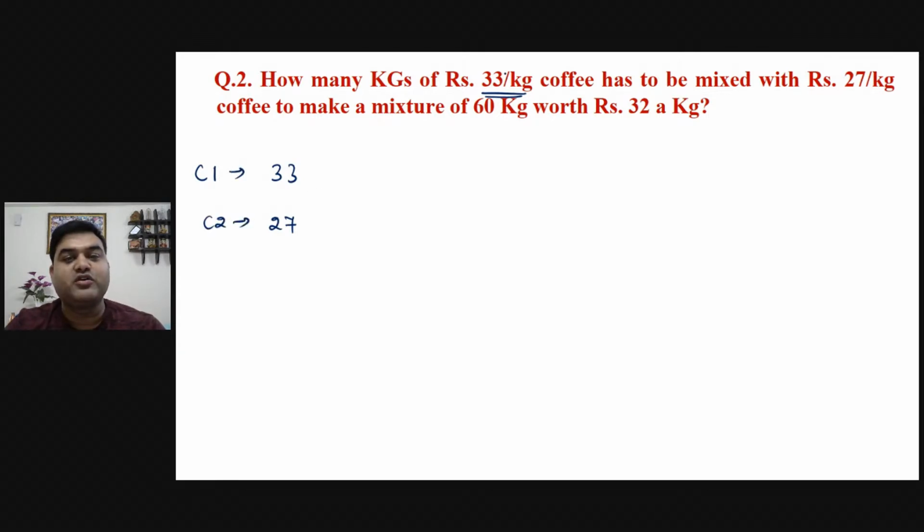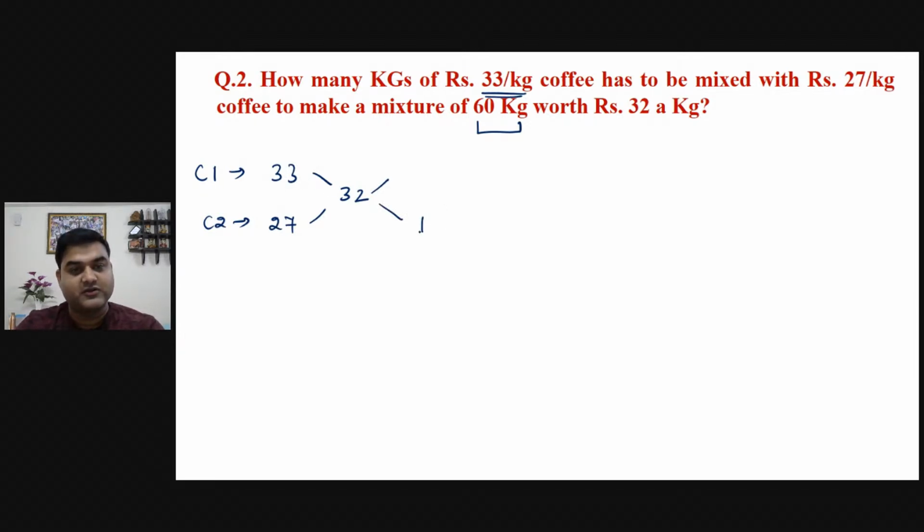Now, how many kg of this are they asking? Quantity. Find the quantity of this quality of coffee, which has to be mixed with this quality of coffee to make a mixture of 60 kg. After adding the particular quantity of coffee 1 and coffee 2, the total mixture will be 60 kg. That is what they have given. And the final resultant they are telling is 32 a kg. So this much we know, so we can find out.